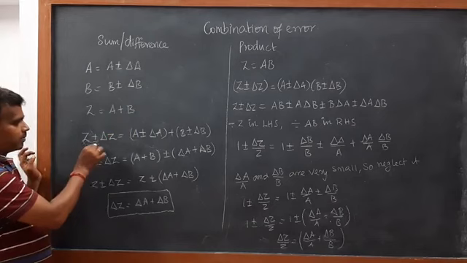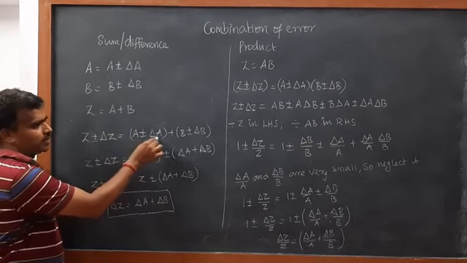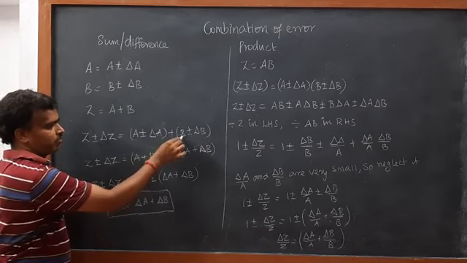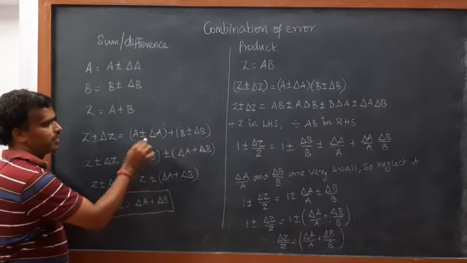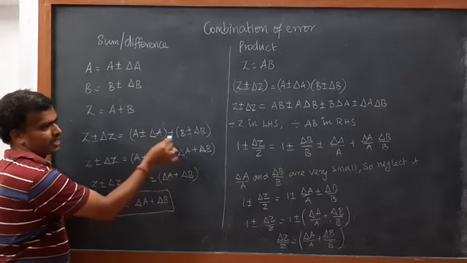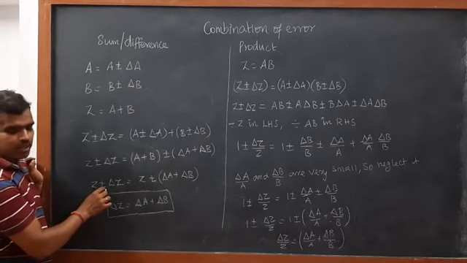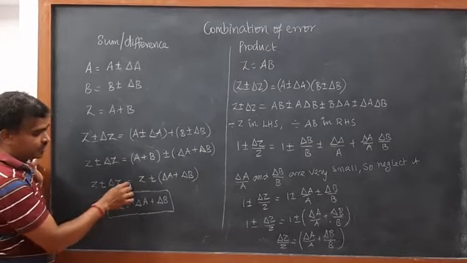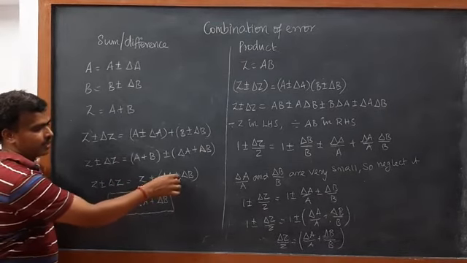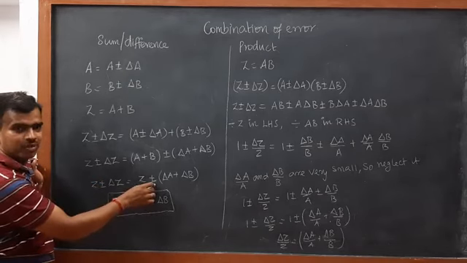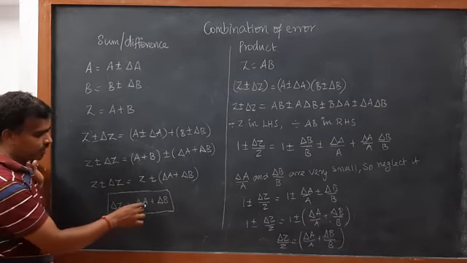So Z plus or minus del Z is equal to A plus or minus del A plus B plus or minus del B. So we can take A and B first: A plus B, and again you can take plus or minus delta A plus delta B. So what is A plus B? Z. So Z plus or minus del Z is equal to Z plus or minus del A plus del B. So here we have Z, here we have Z, here we have plus or minus, here we have plus or minus. Therefore del Z is equal to del A plus del B.